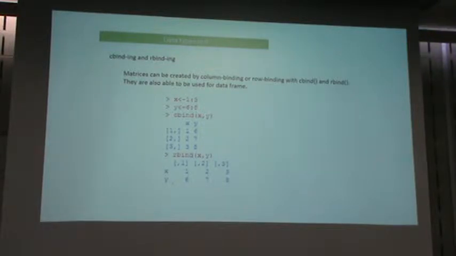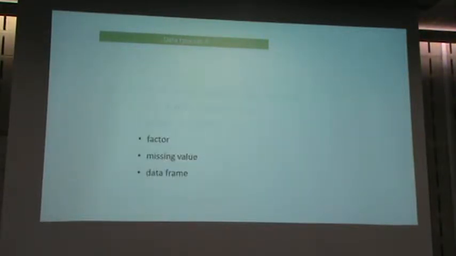You can actually build a matrix by using cbind, column binding, or rbind. The rbind is row binding, to create a row or column.